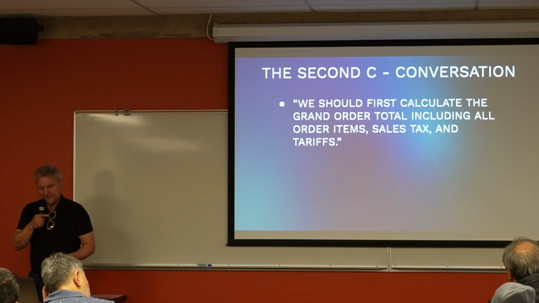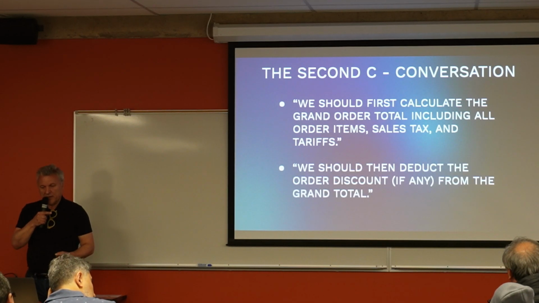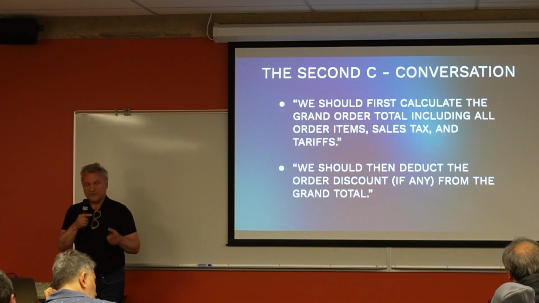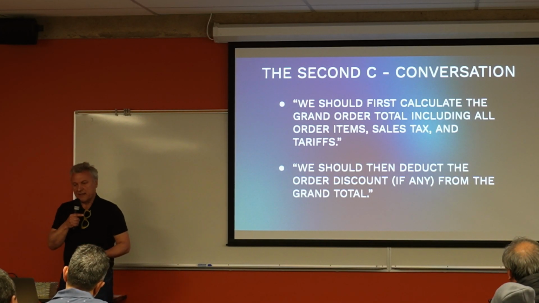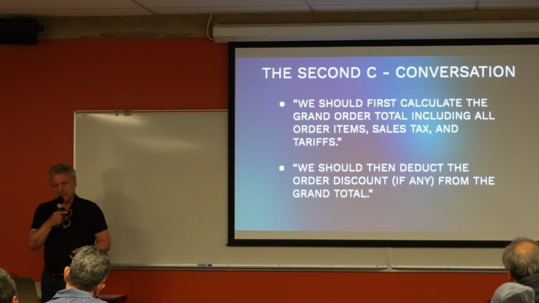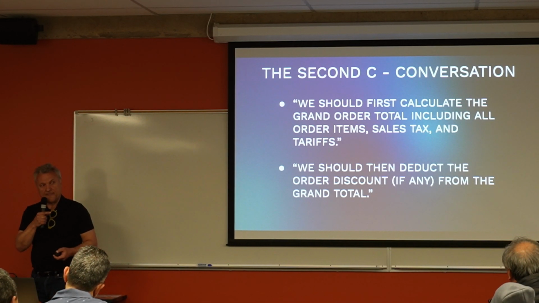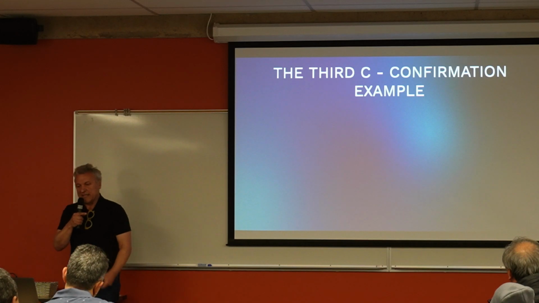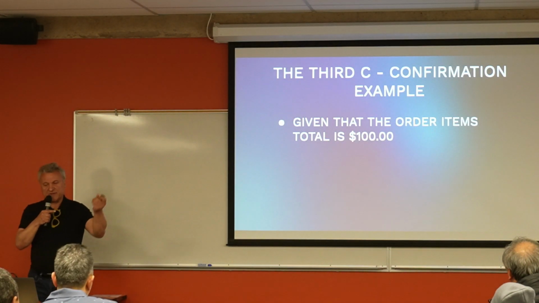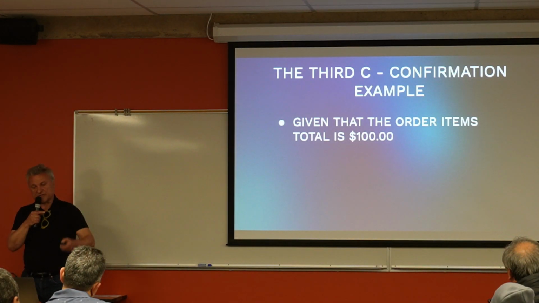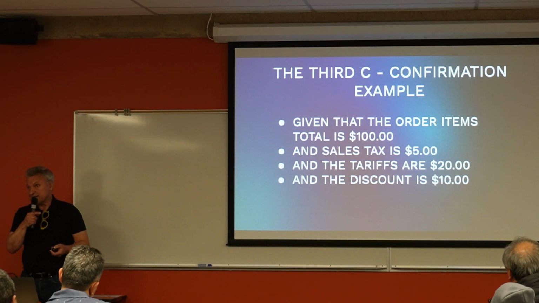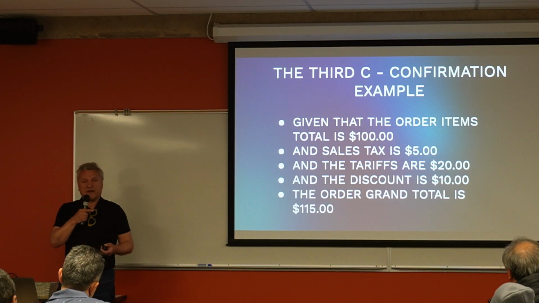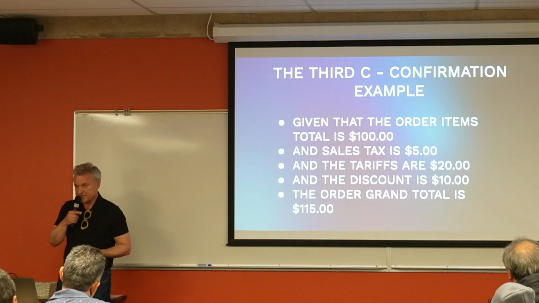And then we should then deduct order discount, if any, from the grand total. Okay, that makes sense. Everybody agrees. Let's produce the confirmation example. And we go, given that the order items total up to $100, sales tax is $5, tariffs are $20, and discount is $10, we're expecting the grand total to be $115.